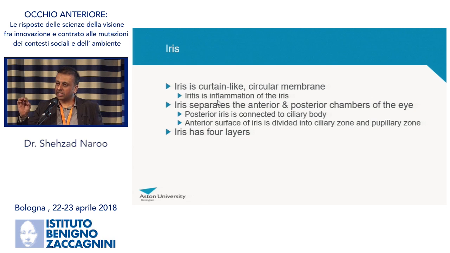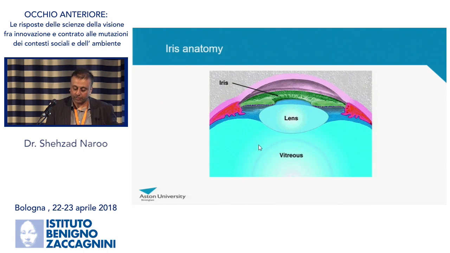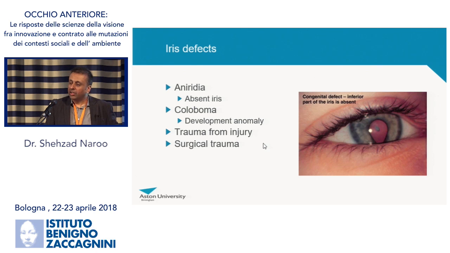The iris is this curtain-like circular membrane, and an iritis is an infection or an inflammation of the iris. And we can have posterior iritis or anterior iritis. You can also have natural congenital defects in the iris, and this is an example here of what we call a coloboma. A coloboma is an iris tunic which hasn't completely sealed. So there's a gap in the iris.